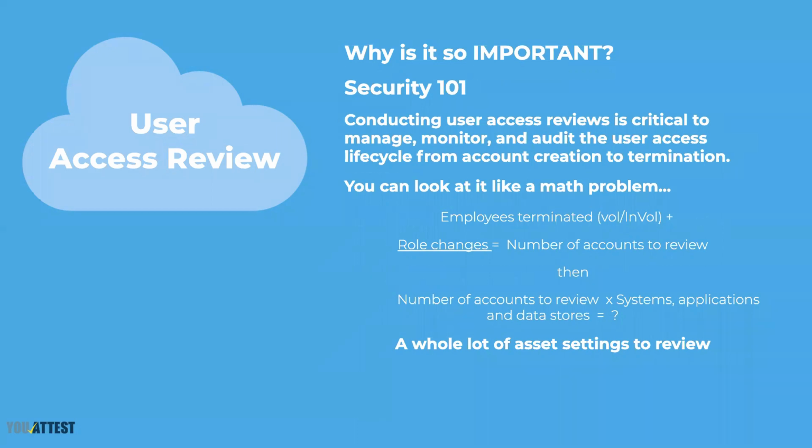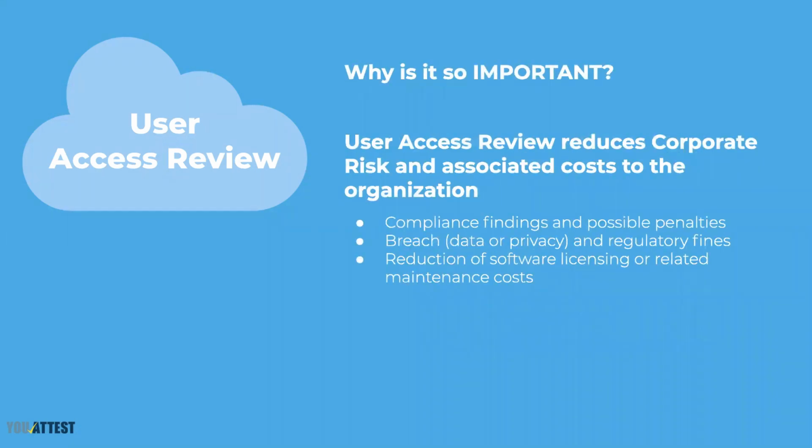Next slide, please. Again, why is it important? Well, user access reviews also reduce corporate risk. And one of the main responsibilities of a CISO or security leader within an organization is to reduce corporate risk. That's financial risk, that's all types of risk, and specifically any costs associated to those risks. And believe me, they can be huge. So we can be talking about compliance findings, possible penalties from those findings, in the PCI scope being fined, data breaches, data or privacy breaches. In the US, we've got CCPA in California.